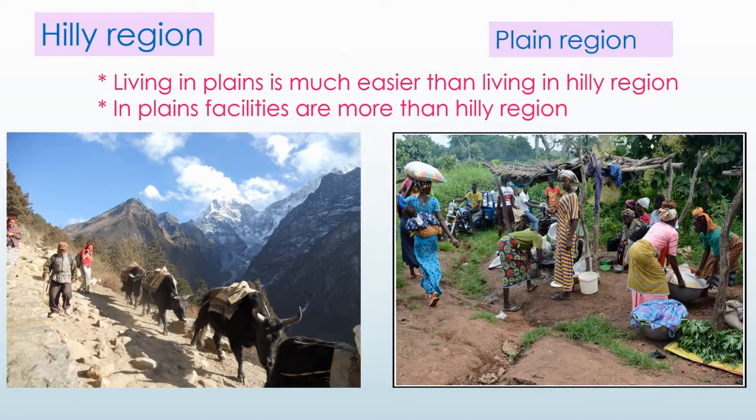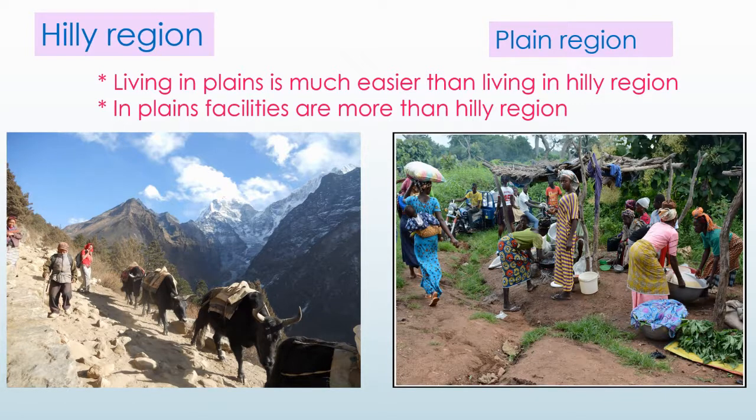We also learn that living in plains is much easier than living in the hilly region. In plains, many facilities are available, and moreover, the climate is suitable. Whereas in the hilly region, climate is a major consequence one has to face. Sometimes there is food shortage and worse climatic conditions. Therefore, life there is really tough in the hilly region, and life in the plain region is like a piece of cake, a smooth one.